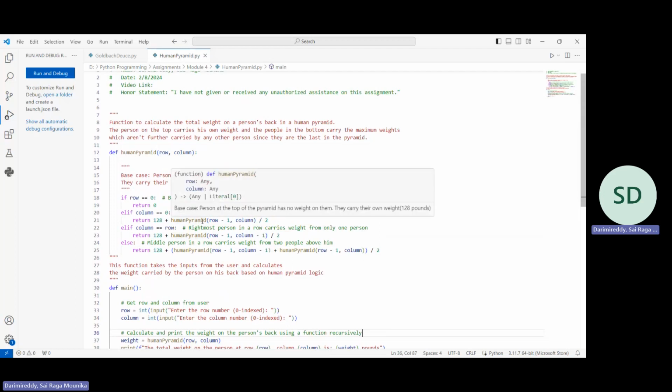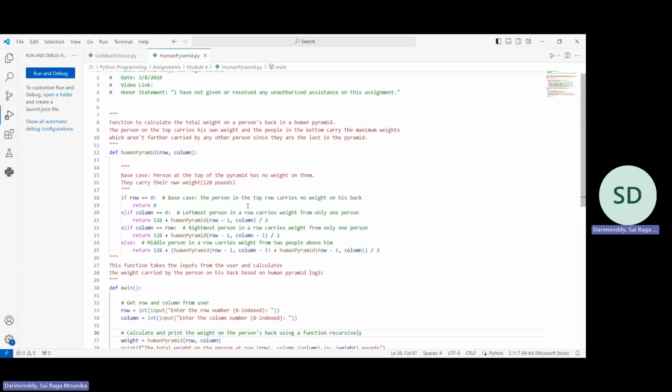This function is recursively called to check and calculate how much weight is carried by that particular person. The base case for this function is that the person in the top row carries no other weight other than his own weight, because he is the only person and nobody is above him on the top level. He is the only one on the top. He doesn't carry any weight.